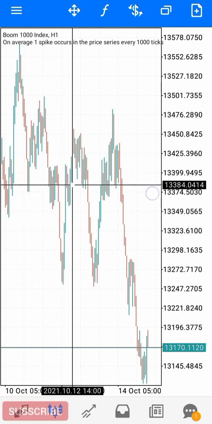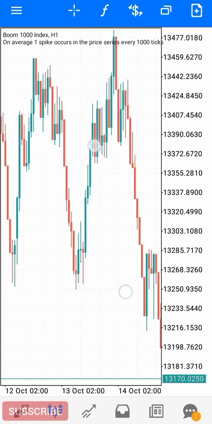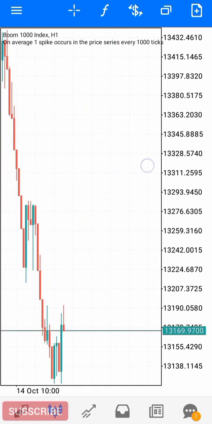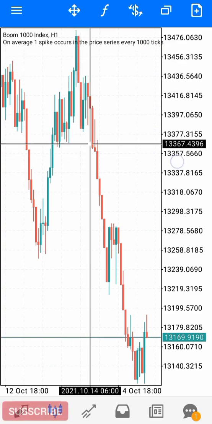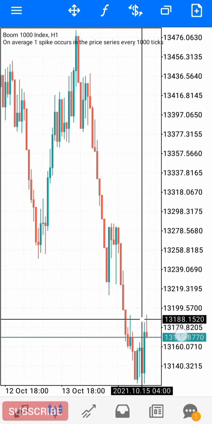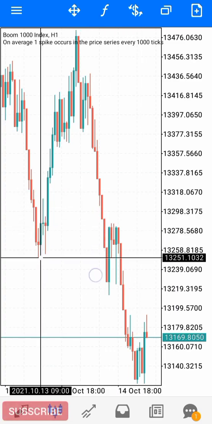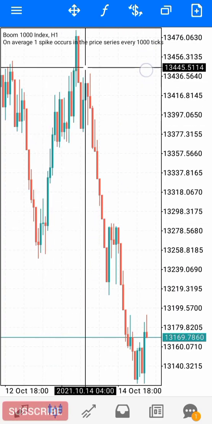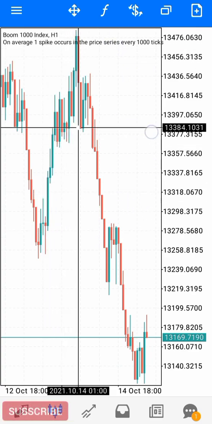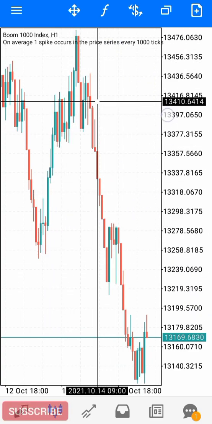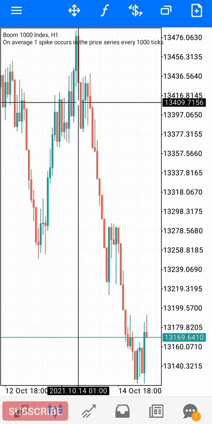So now let me show you some examples here. Let me just zoom it in a little bit. So now for the boom, you always want to be trading downtrends if you're taking the little candlesticks. But if you're following the spikes, you want to be trading uptrends here. This is the 1 hour time frame for the boom 1000. This is a little uptrend here. This is a downtrend.